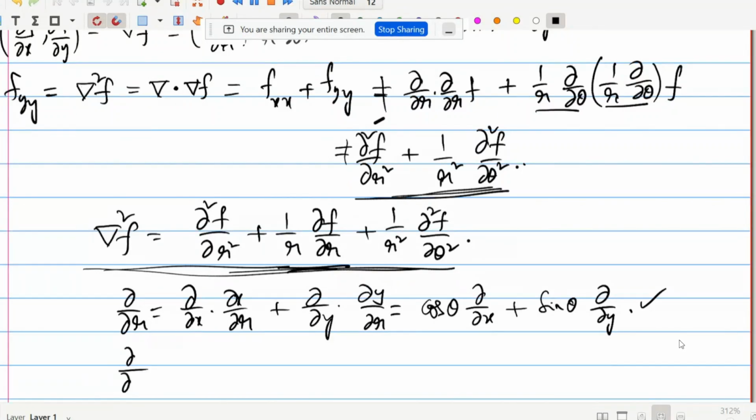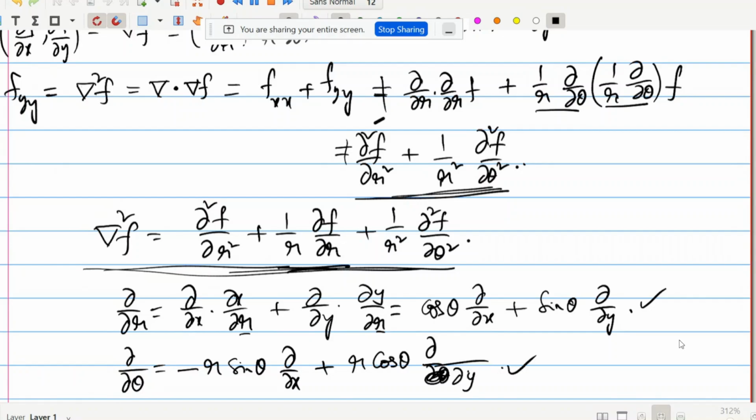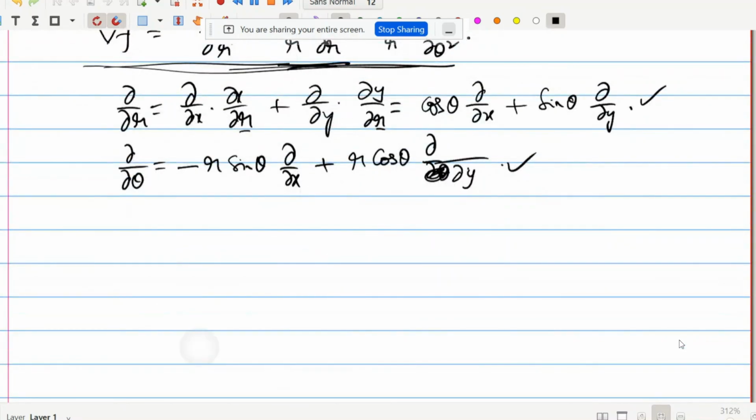So ∂/∂θ is the same way. Instead of r you put θ. So ∂x/∂θ is minus r sin θ ∂/∂x, plus, if you differentiate r sin θ with respect to θ, that will give me r cos θ ∂/∂y, right? So these two you just invert. If you invert this, you will get ∂/∂x and ∂/∂y. This is how you do it.